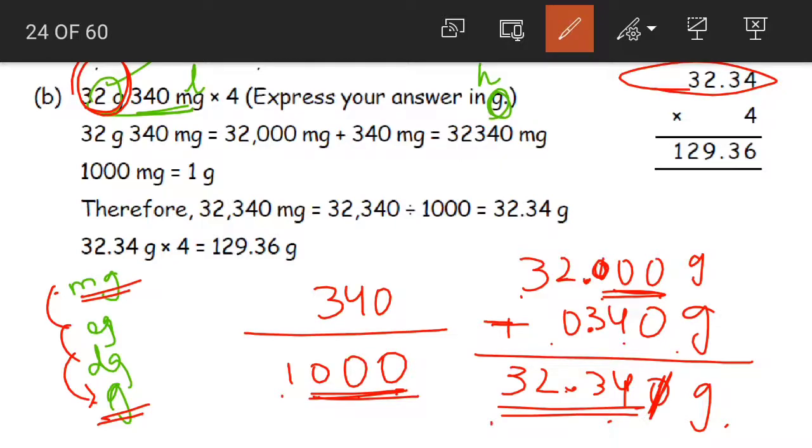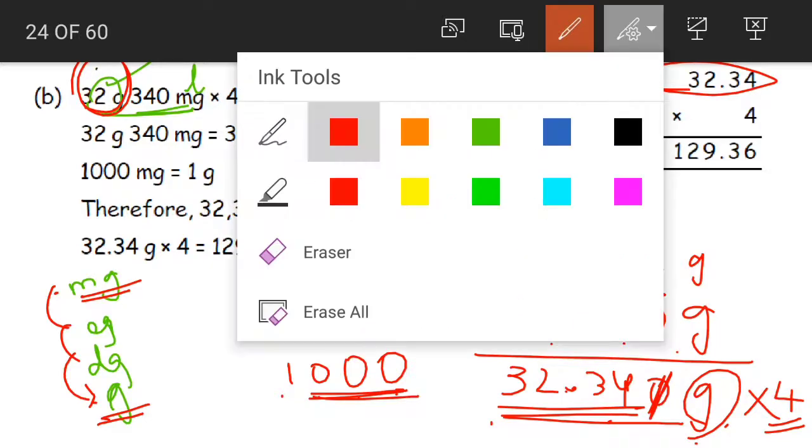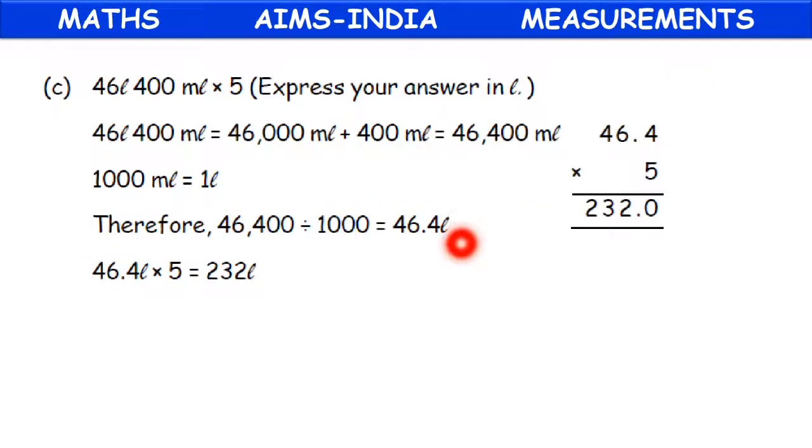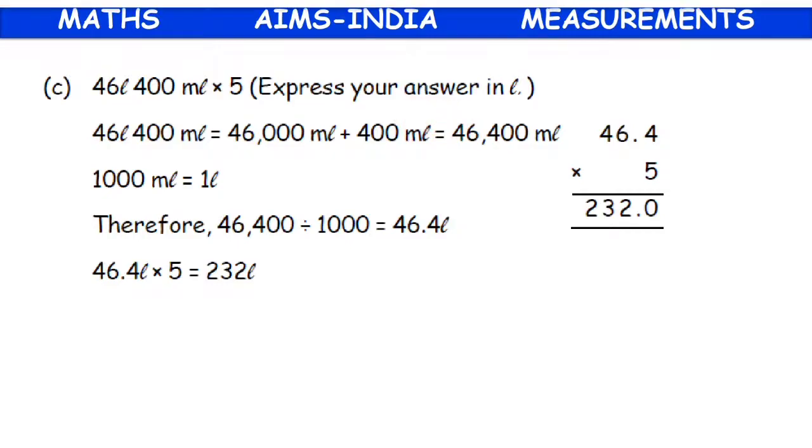It is the same as the one we got in the previous method as well, right? So when we multiply these grams by 4, we will get our final answer in grams. Is this clear, children? Depending on the question, they have asked us to express our answer in grams. So we have converted it into grams. One more example here. 46 liters 400 milliliters into 5 and express your answer in liters.